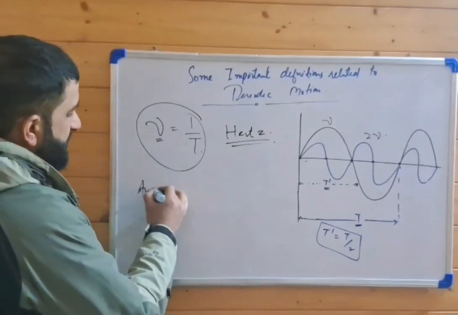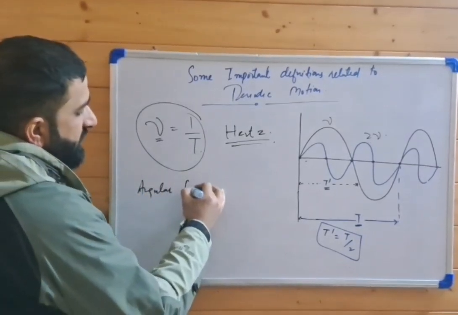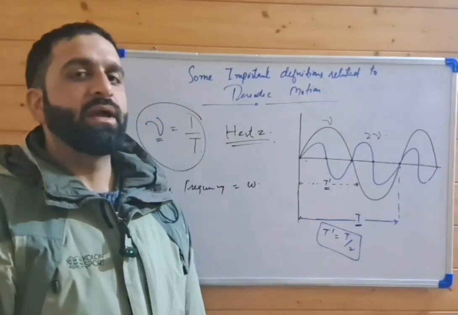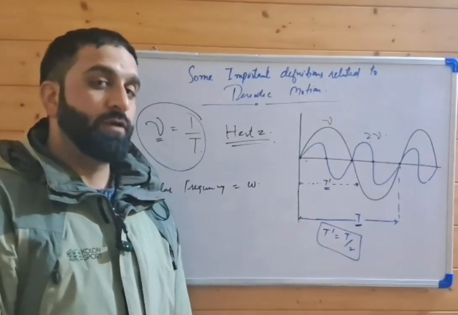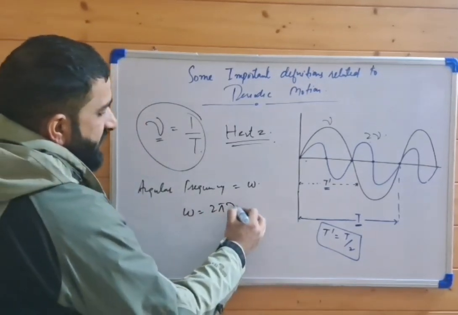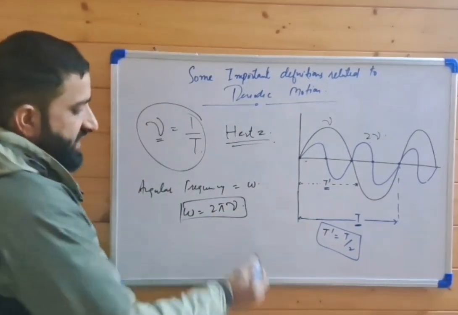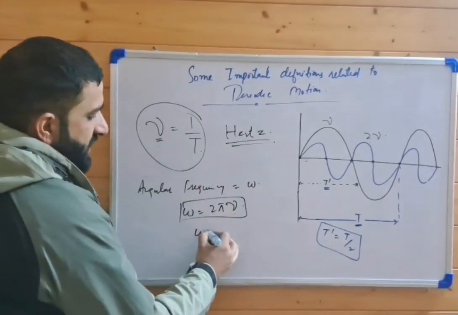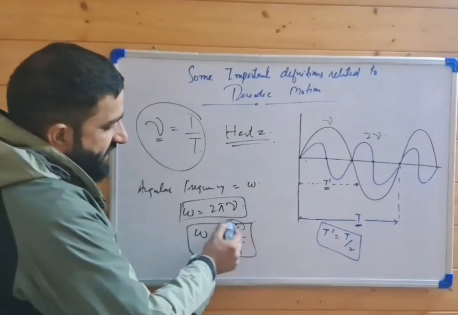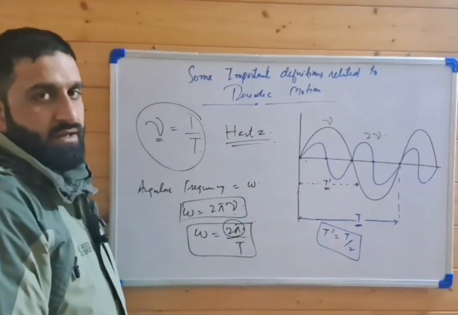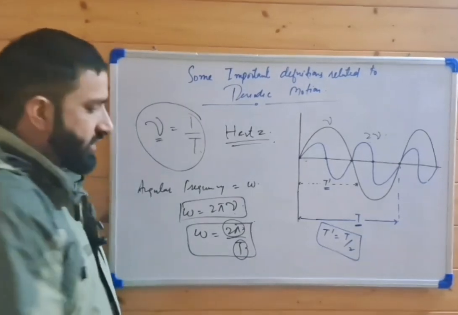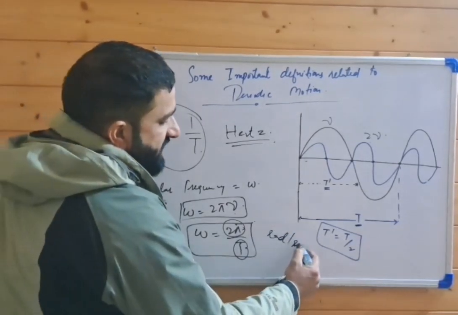Now angular frequency. Angular frequency is denoted by omega, and omega is the product of the frequency and 2 pi. Omega is given as 2 pi into nu, and as nu is equal to 1 upon T, omega is 2 pi divided by T. As 2 pi is the angle, it is denoted in radians, and T is in seconds. The SI unit of omega is radians per second.